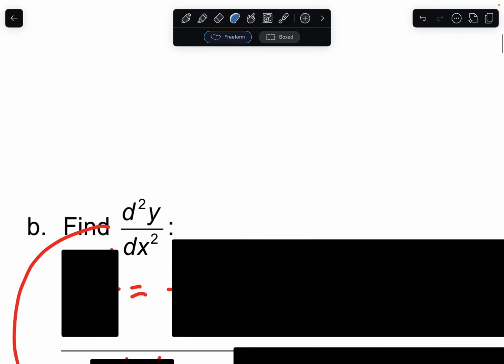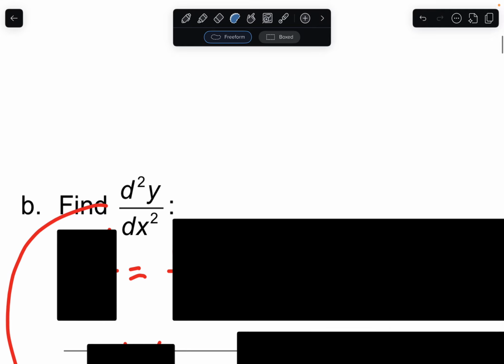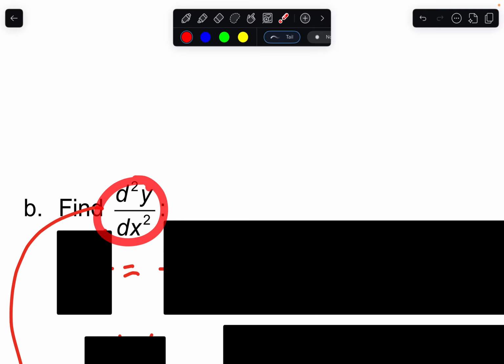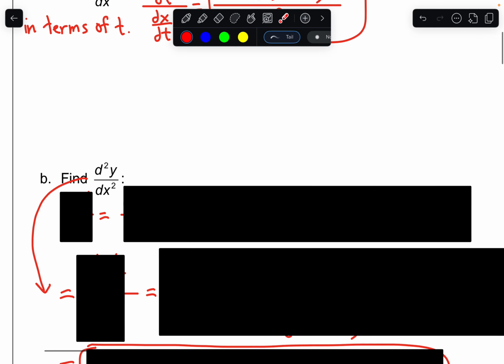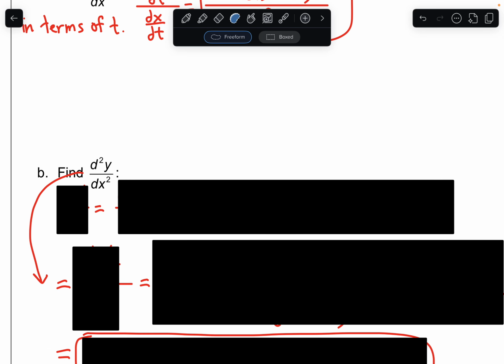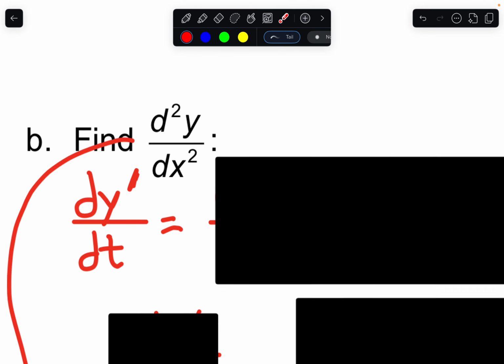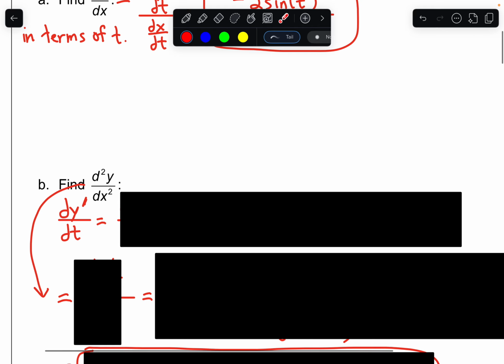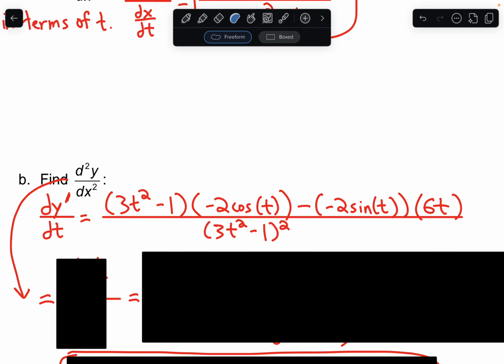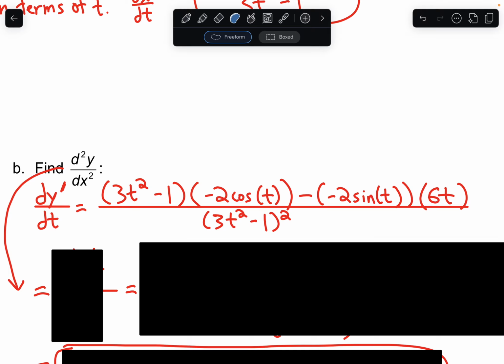Part B, same thing, find the second derivative. Well, remember, in the formula for the second derivative, I have to take the derivative of the first derivative with respect to t. And so that is what I'm going to start with here because this is going to get a little messy. We have to find what I call dy prime dt. So take our answer from A, take its derivative, and so we have to do our old friend, the quotient rule. So feel free to pause, take your time, copy that down, all right?